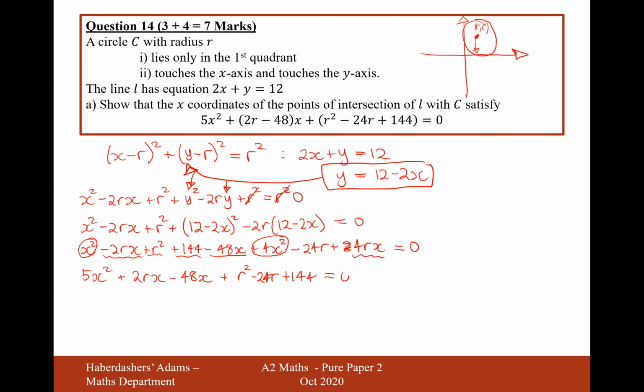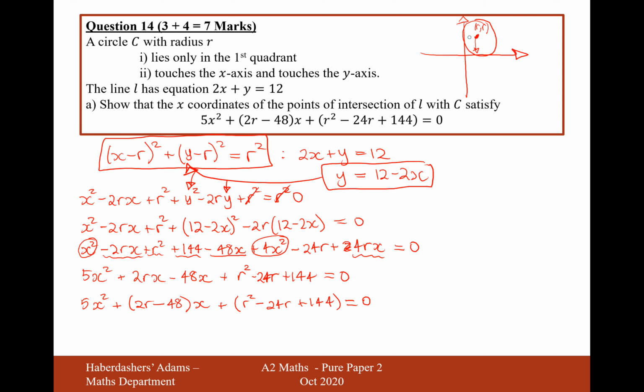And look at what we want to show, look at what we've got at the moment. So let's just do a bit of factorising. 5x squared plus (2r minus 48)x plus, in brackets, (r squared minus 24r plus 144) equals 0. Lovely, there we are. So that's the answer to part A, and we've shown that nice and clearly. The key for this question was setting up the equation of your circle to get the ball rolling.